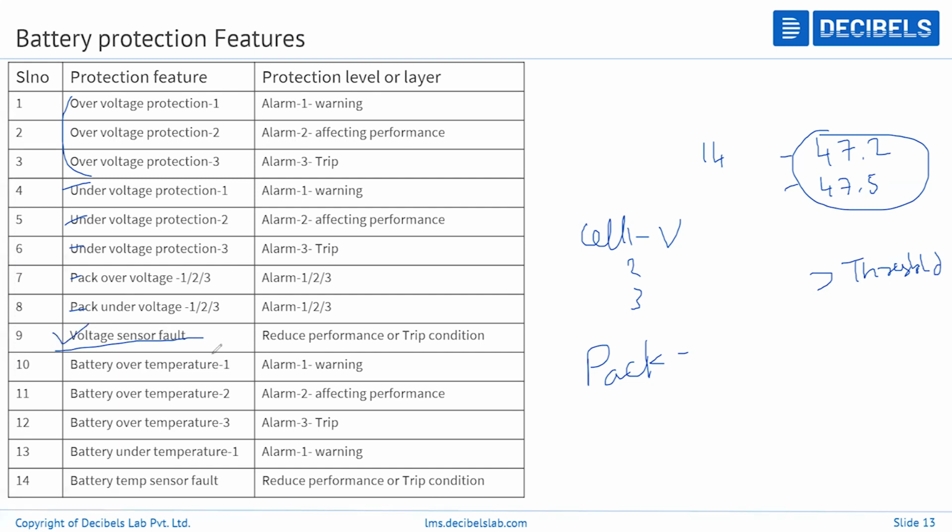It is going to reduce the performance or go to trip condition, because if one individual cell is not giving proper data when you try to measure the cell voltage, it's going to affect the summation value. So overall, if there is a larger difference, then it is difficult to trust the measurements. That's why it goes to trip condition or reduces the performance.